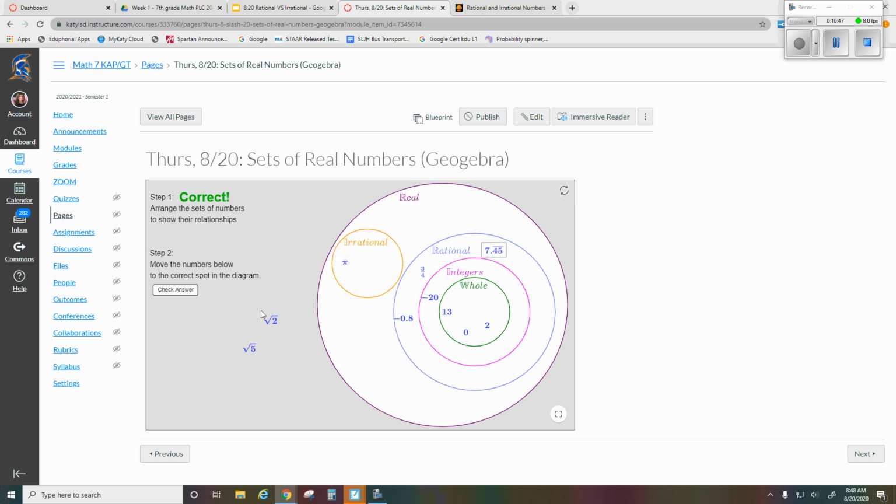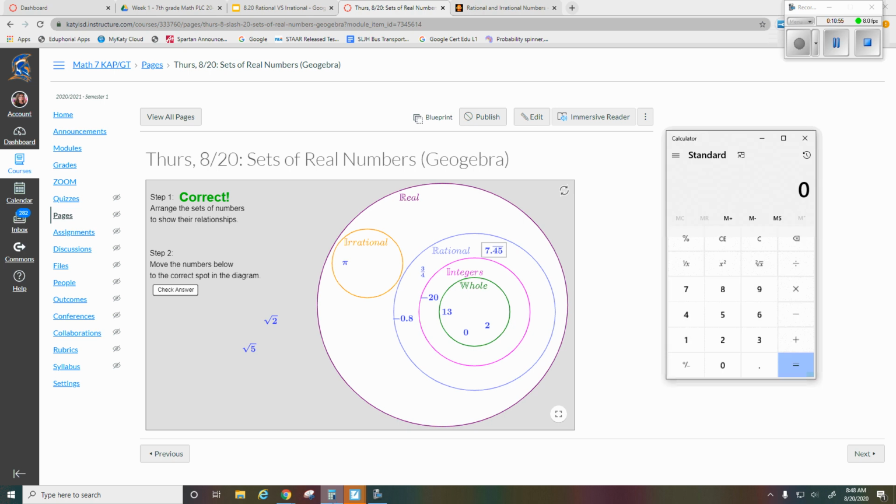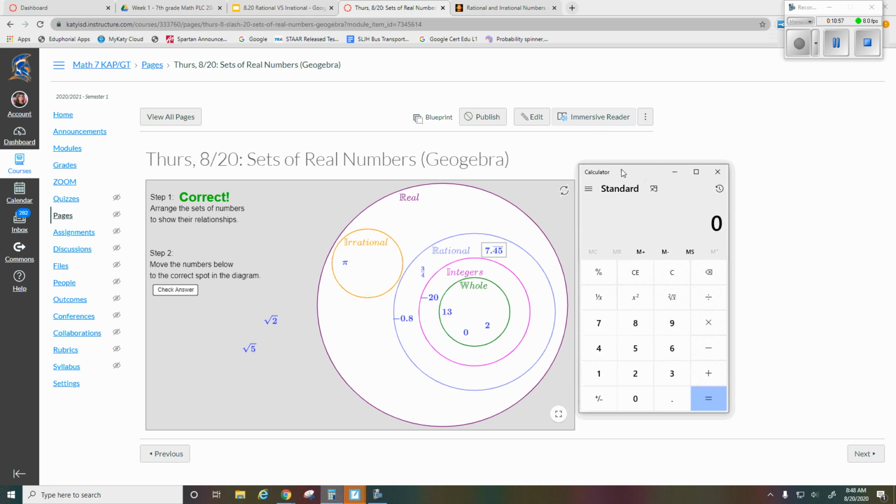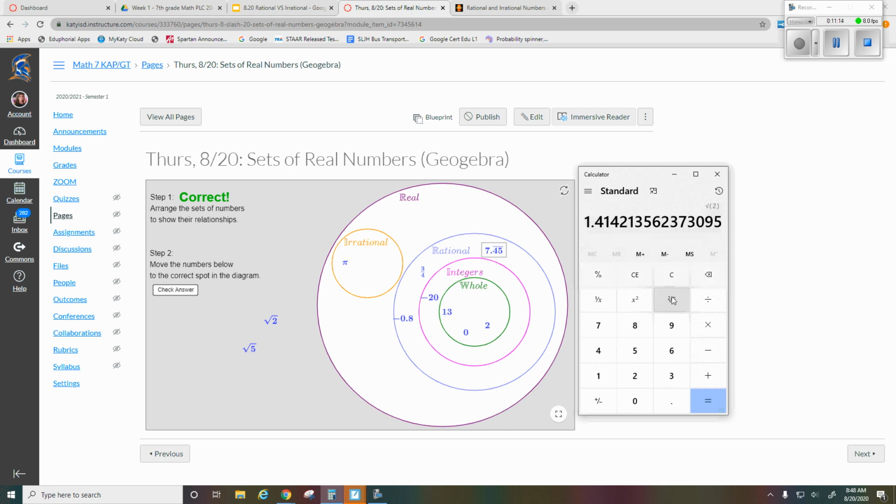Okay, so we haven't seen anything like this before. Okay, we have not learned what the square root of 2 is or the square root of 5. So I'm going to show you the calculator here. All right, and we're going to put in the square root. Oops. Okay, so they want the 2 first and the square root. All right, so this is the square root of 2.